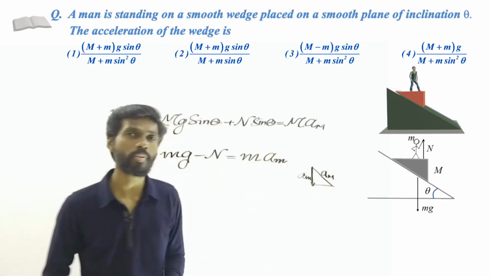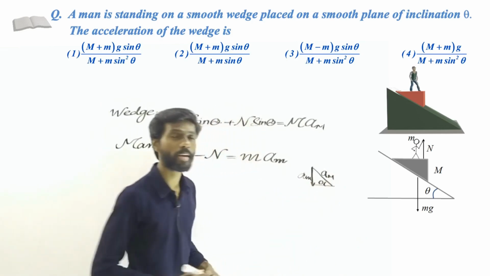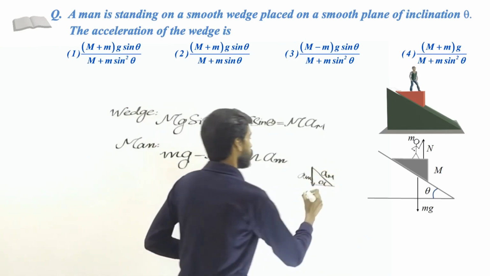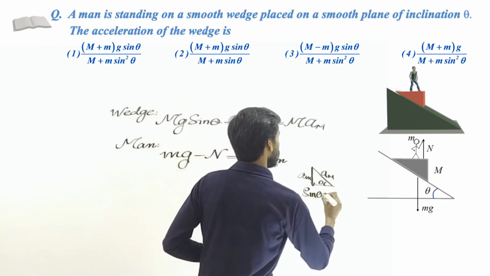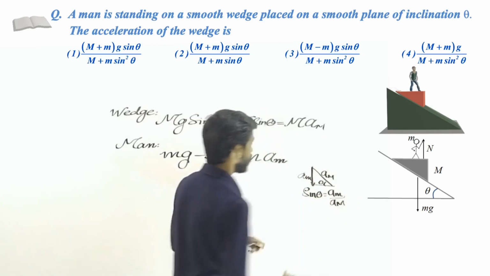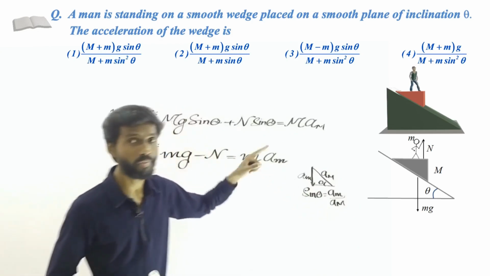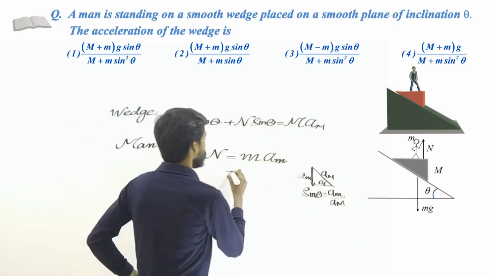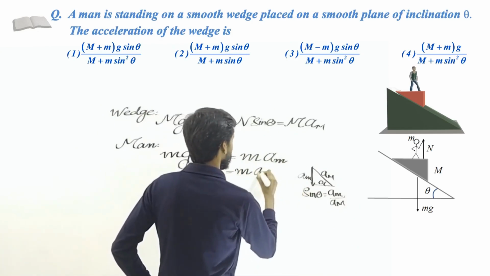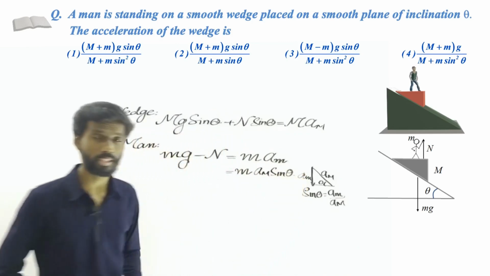So what is the relation between them? We know that this angle is theta. So if you take sine theta, that is a_m divided by a_M. So sine theta equals a_m divided by a_M. So we can write this a_m in terms of the acceleration of that wedge. So mass multiplied by the acceleration of this, that is m a_M sine theta. These are the two equations.